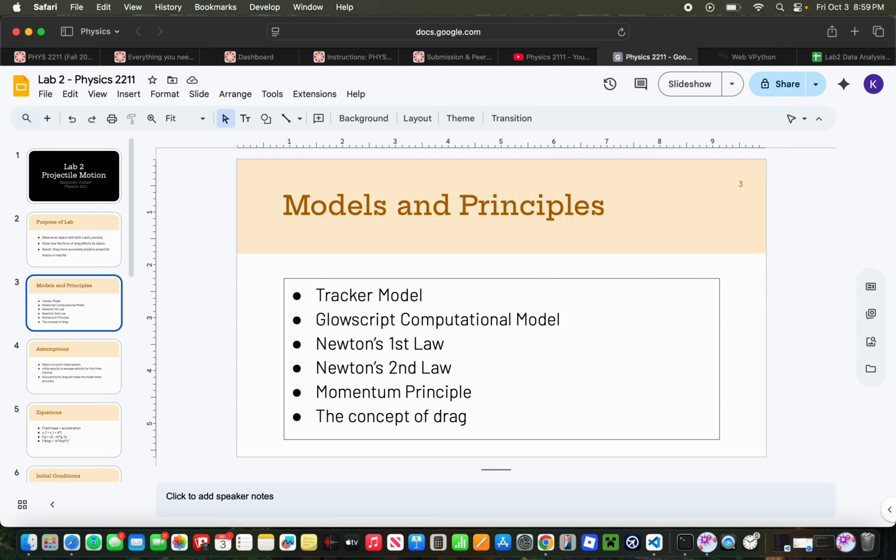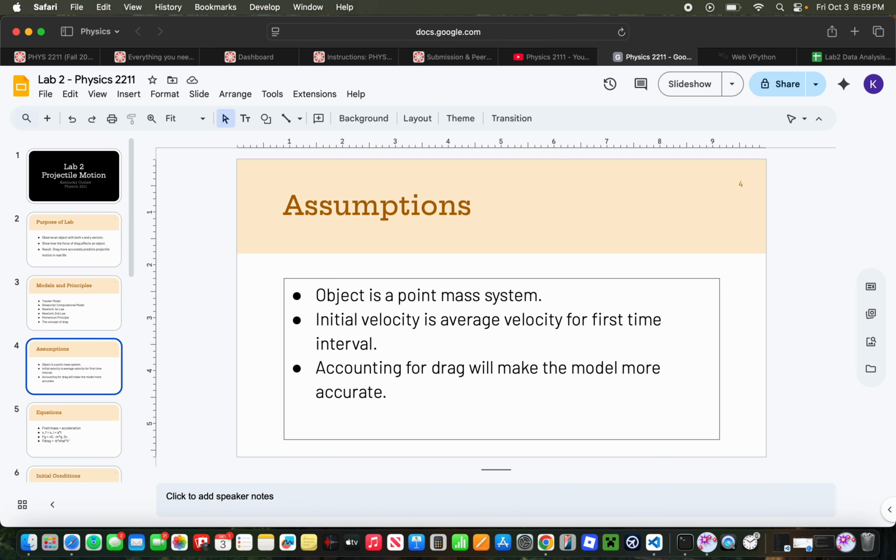And so the models and principles we use are the Tracker model and GlowScript computational model, as well as Newton's first law, Newton's second law, the momentum principle, and the concept of drag. And so the assumptions we make here are the object is a point mass system, and the initial velocity is the average velocity for the first time interval, and accounting for drag will make the model more accurate.